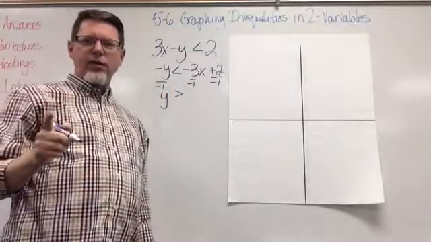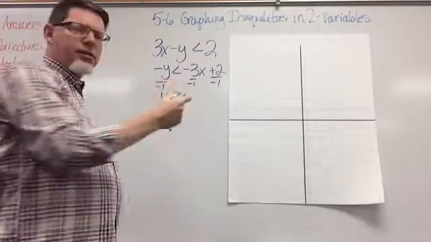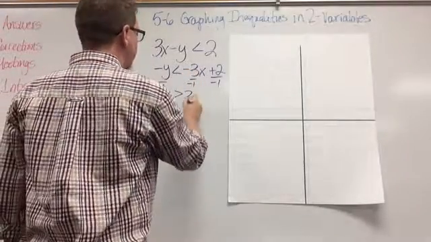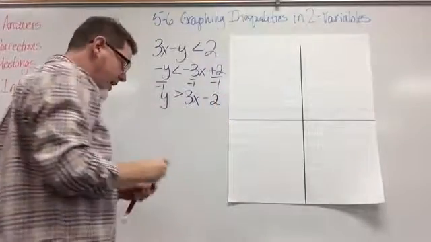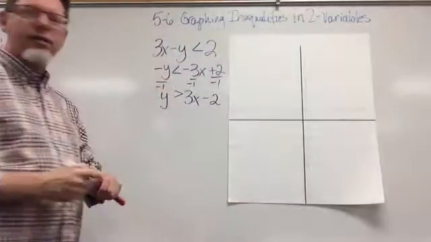That's very, very important even in graphing. If I divide by negatives on both sides, I have to reverse the symbol, okay? So then negative 3 divided by negative 1 is simply 3x. 2 divided by negative 1 is minus 2. And now I have the inequality statement, y is greater than 3x minus 2.